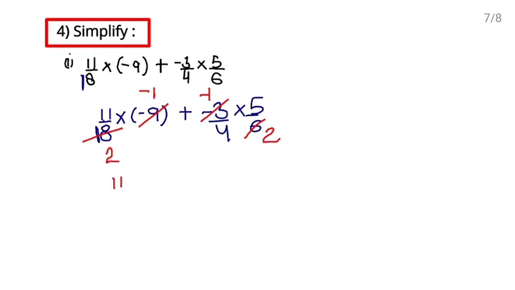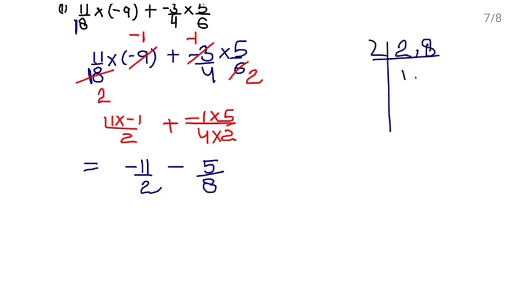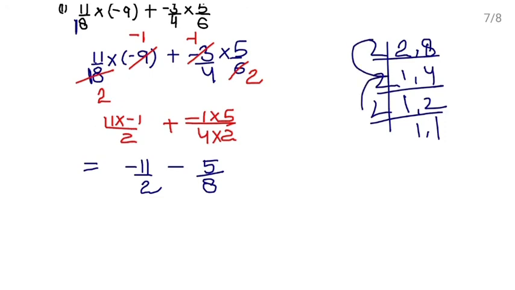So here you are getting 11 multiply minus 1 upon 2 and plus minus 1 multiply 5 upon 4 multiply 2. Now solve them. 11 1s are 11 of minus sign upon 2 plus minus minus 5 1s are 5 upon 4 2s are 8. Denominators are different, so you will take the LCM of these denominators. LCM of 2 and 8. 2 1s are 2, 2 4s are 8. 1 as it is, 2 2s are 4. 1 as it is, 2 1s are 2. So the LCM is 2 2s are 4 2s are 8.